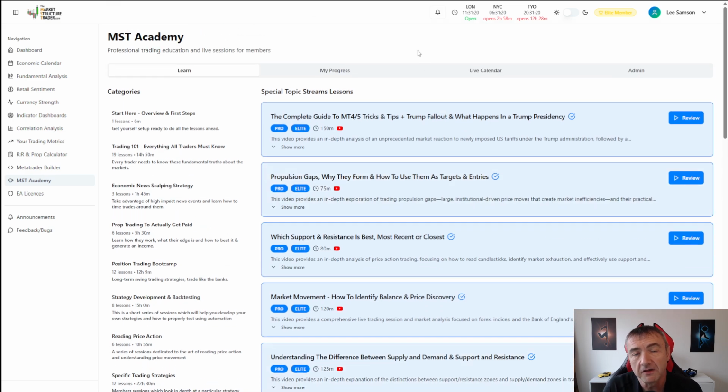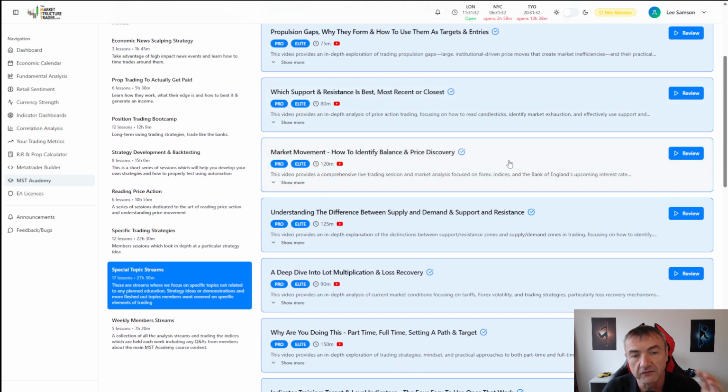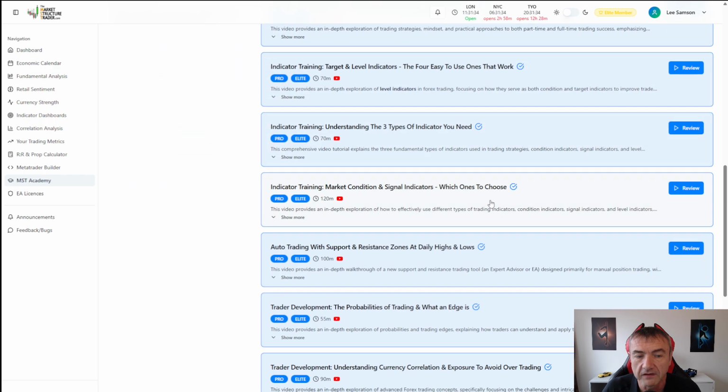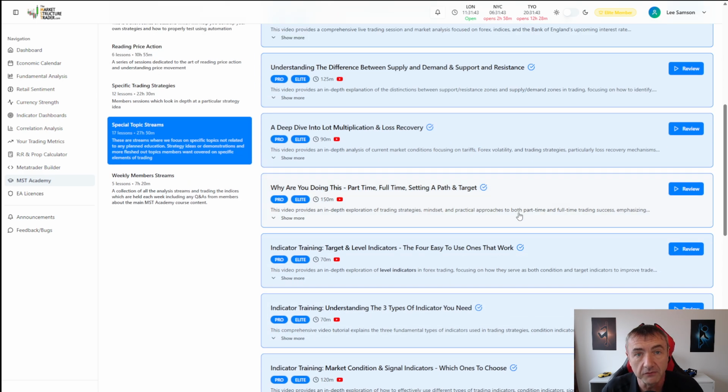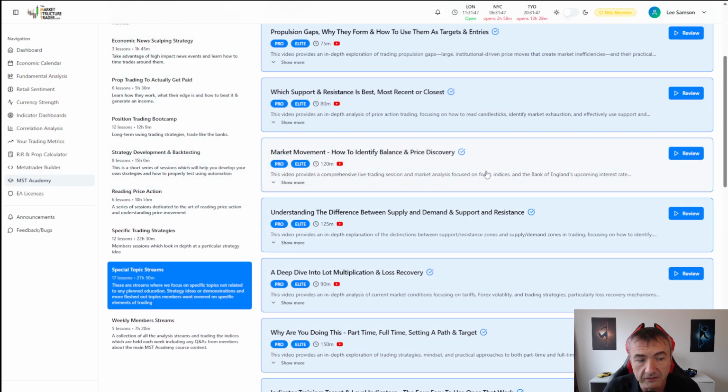We also have the special topic streams here. These are areas that members have wanted to discuss in more detail, things like guides to MT4 and MT5, so that you get a full understanding of how the software works. We've got propulsion gaps in there, support resistance, market movement. There's all sorts of content in here which will keep your education topped up and areas that are very important for all traders to understand. So this will help you to advance your education in trading once you've covered all the main subjects.